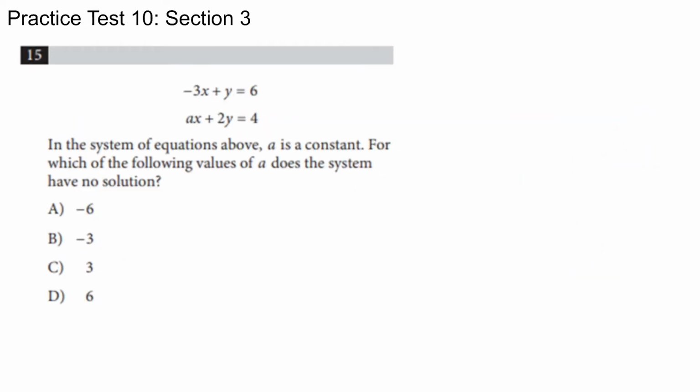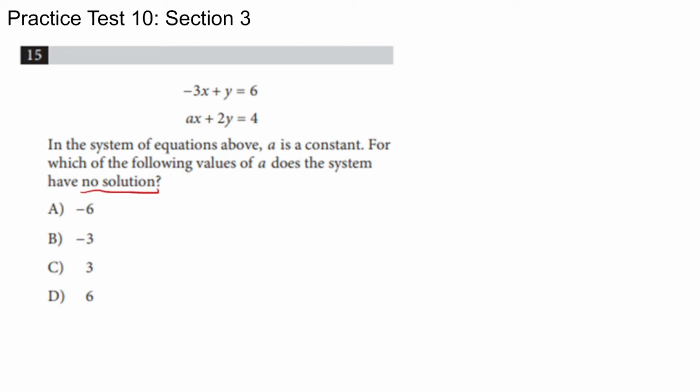Number 15 gives me two equations. Negative 3x plus y is equal to 6, and ax plus 2y is equal to 4. The question says, in the system of equations above, a is a constant. For which of the following values of a does the system have no solution?